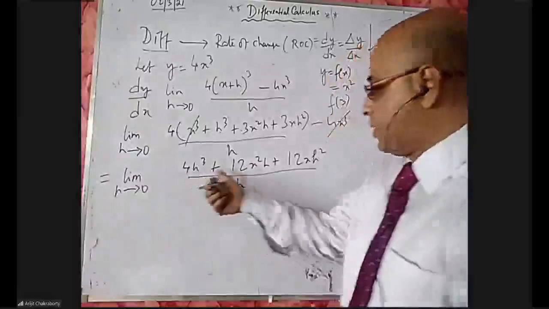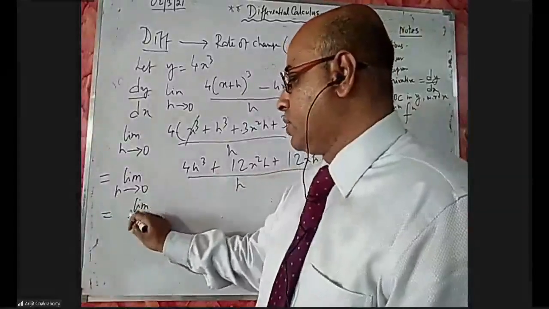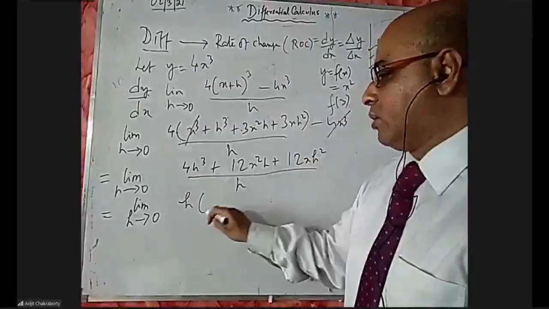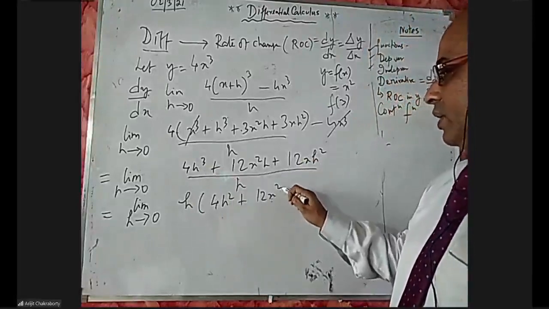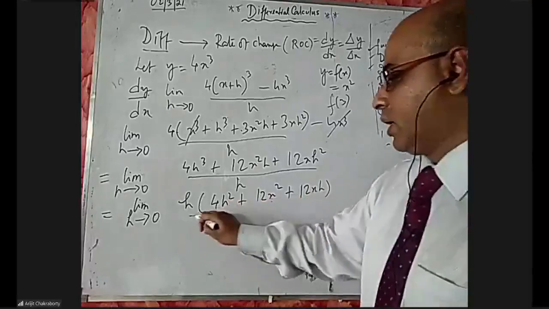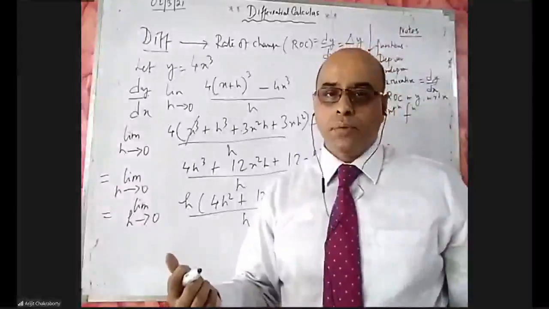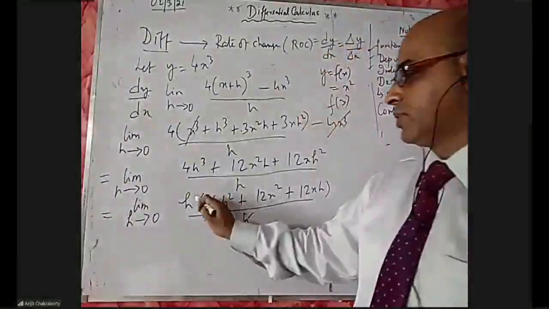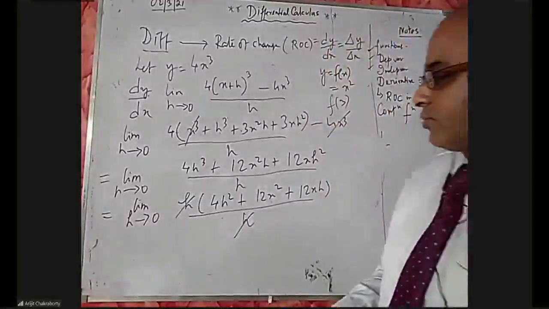So let's take h common from the numerator. So this is equal to limit h tends to 0, from the numerator, I take h common, so I get 4h square plus 12x square plus 12xh by h. Since h is tending towards 0, but h is not equal to 0, so therefore we can cancel this h and this h. Basically, we are dividing by h, so we cancel it out.